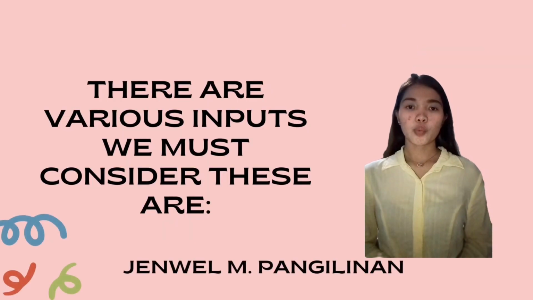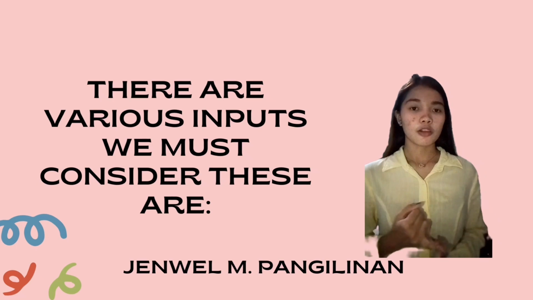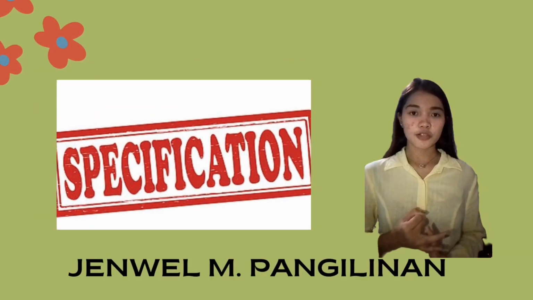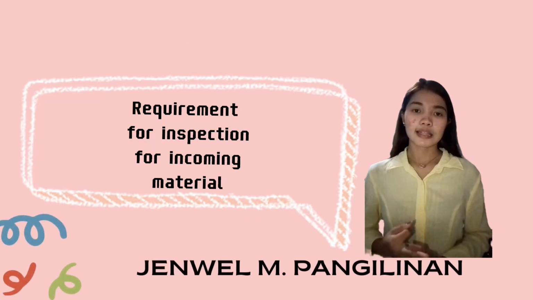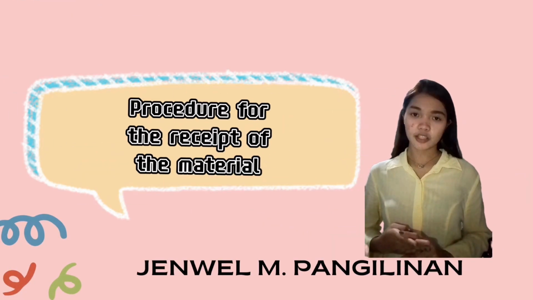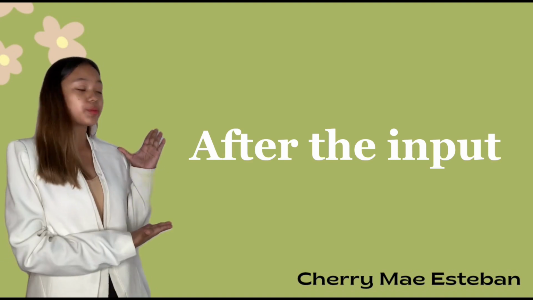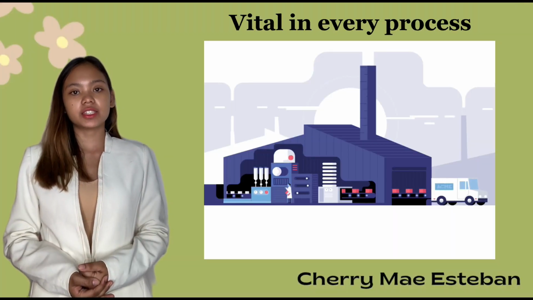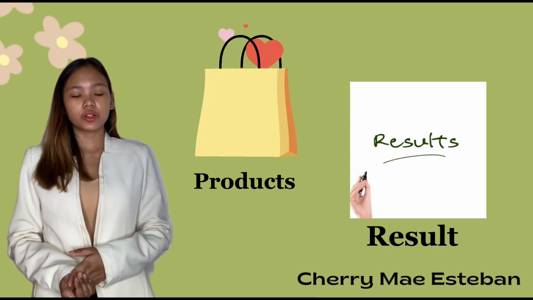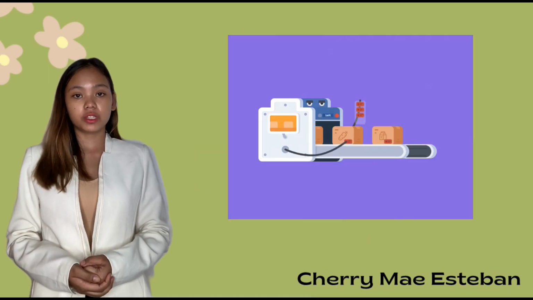There are various inputs we must consider. These are the bill of material, specification for each material, requirements for inspection of incoming material, and lastly, the procedure for the receipt of the material. After the input, here comes the output of the process. This is vital in every process because it is the segment where the specific product and result that you expect will be produced by the process.